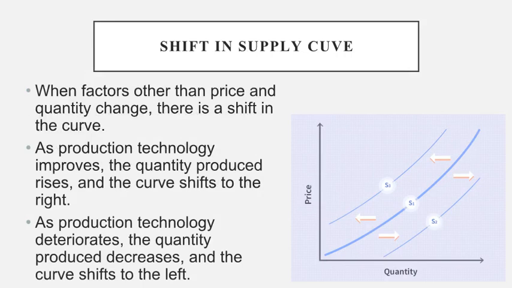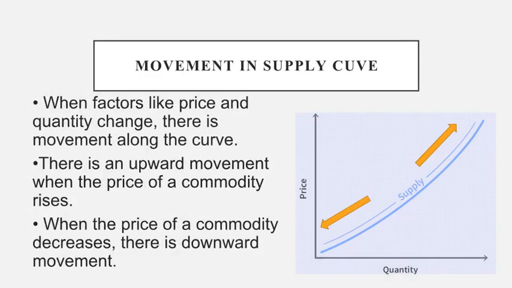When factors other than price and quantity change, there is a shift in the curve. As production technology improves, the quantity produced rises, and the curve shifts to the right. As production technology deteriorates, the quantity produced decreases, and the curve shifts to the left. When factors like price and quantity change, there is movement along the curve. There is an upward movement when the price of a commodity rises. When the price of a commodity decreases, there is downward movement.